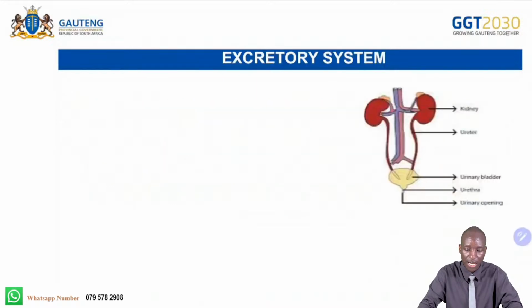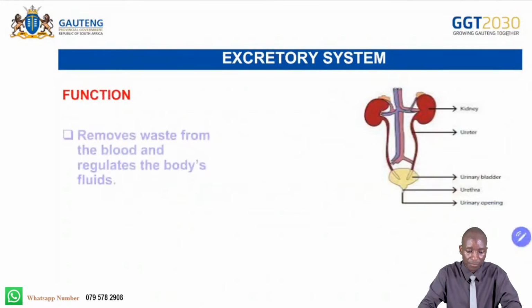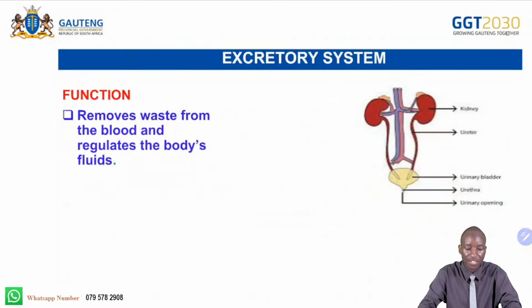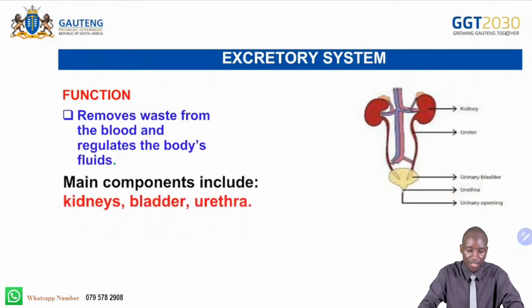Let's move on as we look at the excretory system. The function of this system is that it removes waste from the blood and regulates the body's fluids. Then, of course, the main components include kidneys, bladder, and urethra. This is the excretory system.